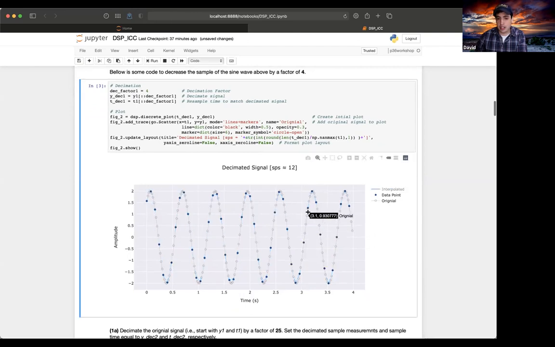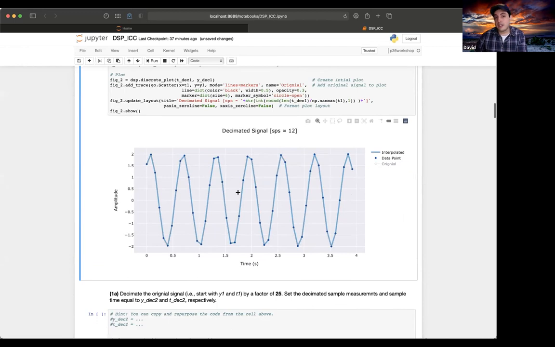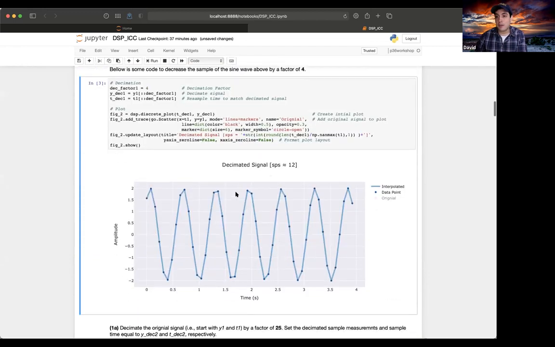So this gray line is the original signal that we had up here, right? But then these blue dots are now the new signal that I'm sampling once I decimate it. You can see that it's a little bit harsh. It's not as nice looking as this one, but we could probably work with this.